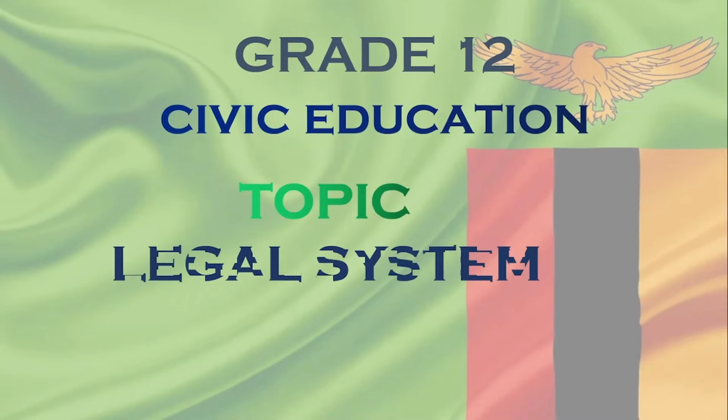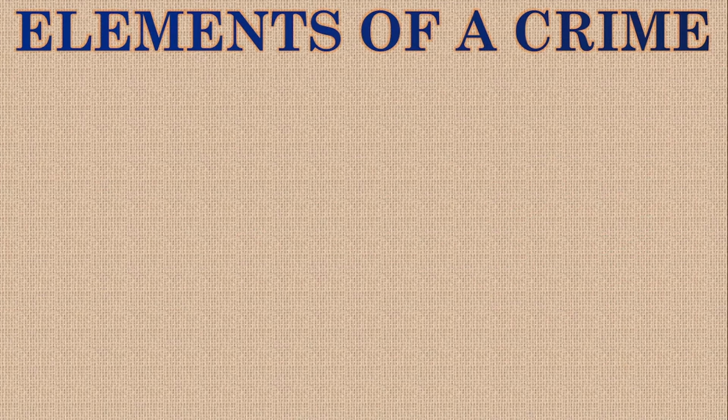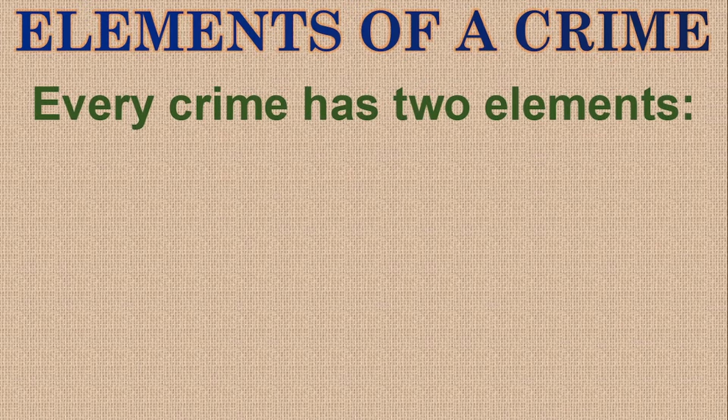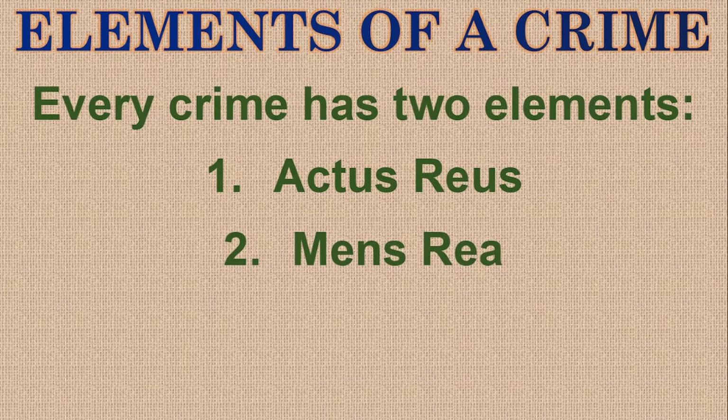I'm Teacher K. Today we are going to look at the legal system, and specifically the elements of a crime. Now every crime has two elements, and these elements are actus reus and mens rea. So let's look at these elements in detail.